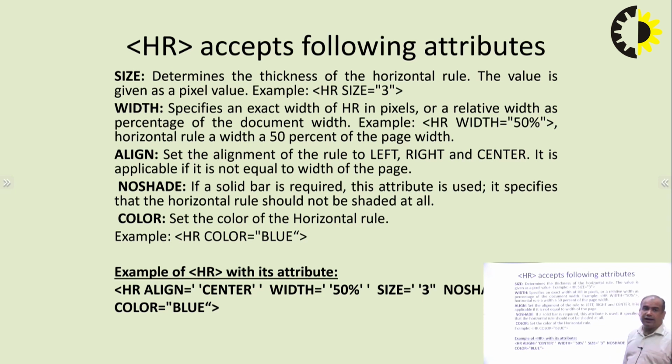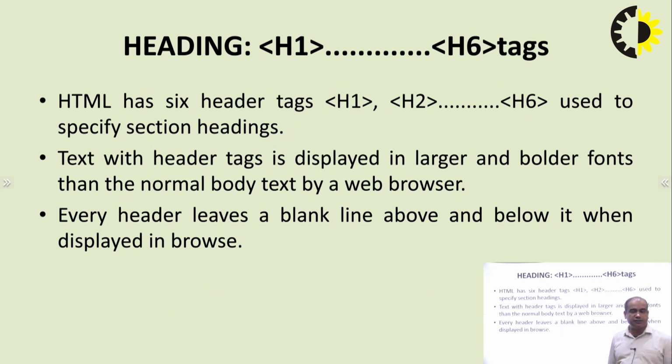Next is the alignment. Alignment will be left align, right align or center. So we have to set the alignment of that particular ruler. If we don't want any shade on that particular horizontal rule, and a solid bar is required, in that case we have to use noshade. Next, we can color our horizontal rule also. So we can set the color, HR color equal to that particular value. We can supply all the attributes in a single tag also.